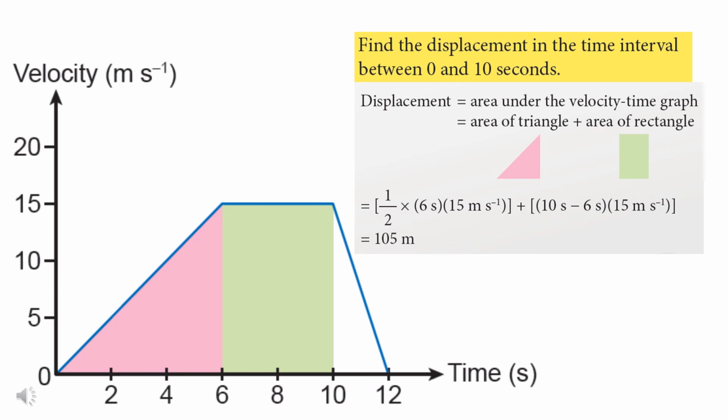The area of the triangle is half multiplied by 6 multiplied by 15. This is equal to 45. The area of the green square is 4 multiplied by 15. This is equal to 60. The total is 45 plus 60, which is equal to 105 meters.